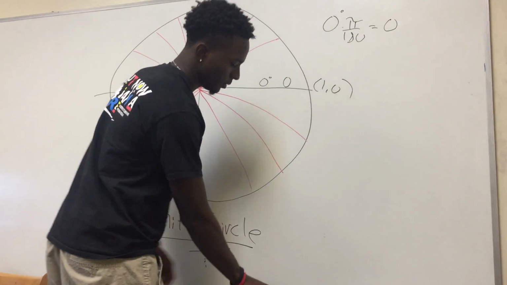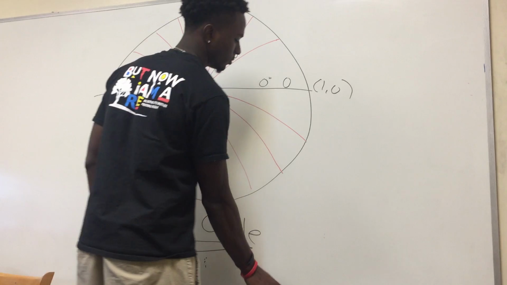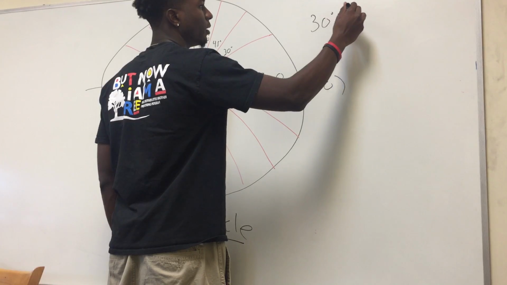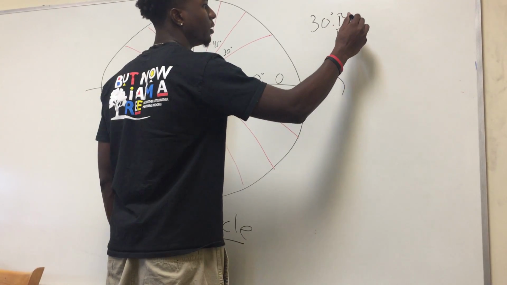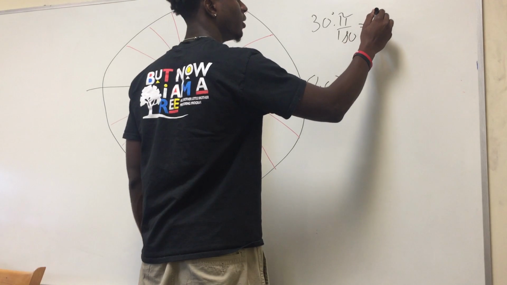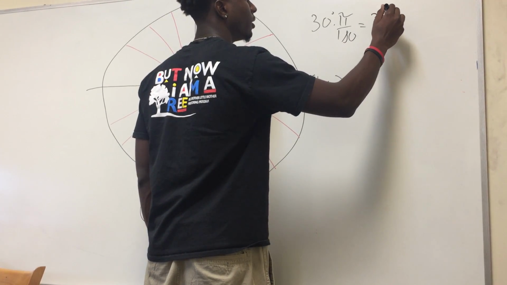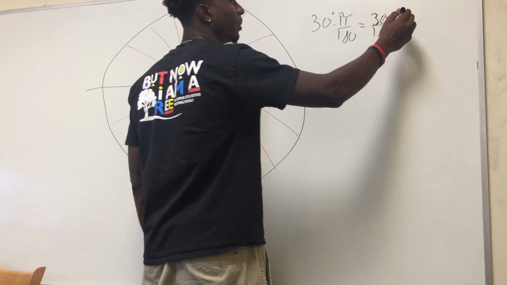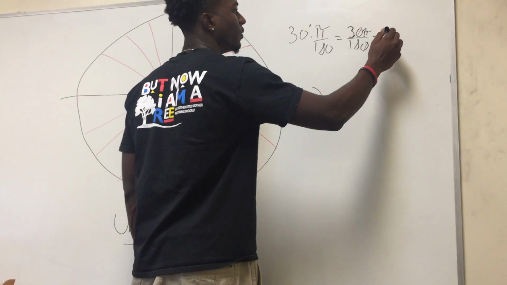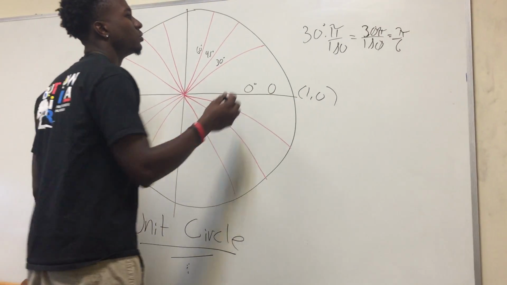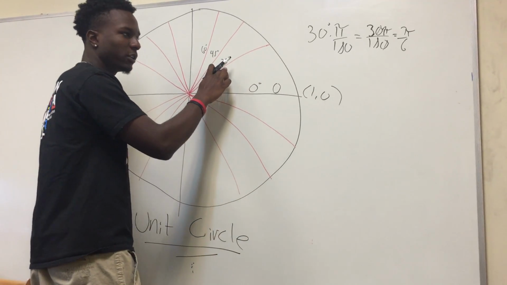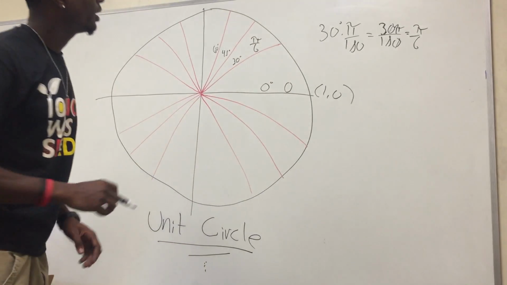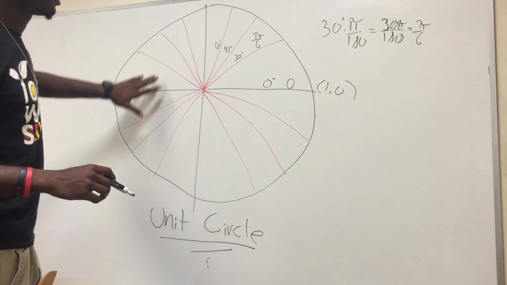So we got 30 degrees multiplied by pi over 180. And that'll give you 30 pi over 180. Do this by crossing the zeros, divide by 3, pi over 6. So the radians for 30 degrees is pi over 6. Okay? And now we do the same thing for all the other degrees.